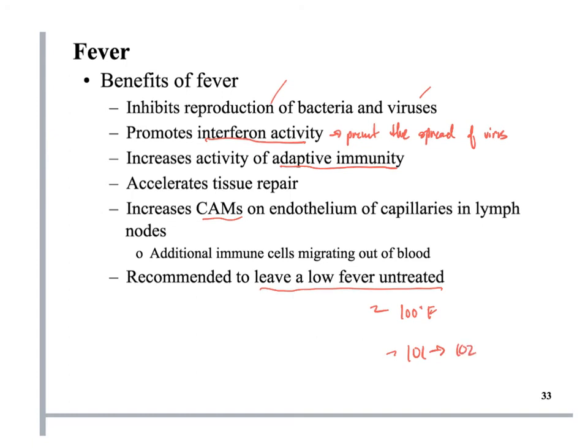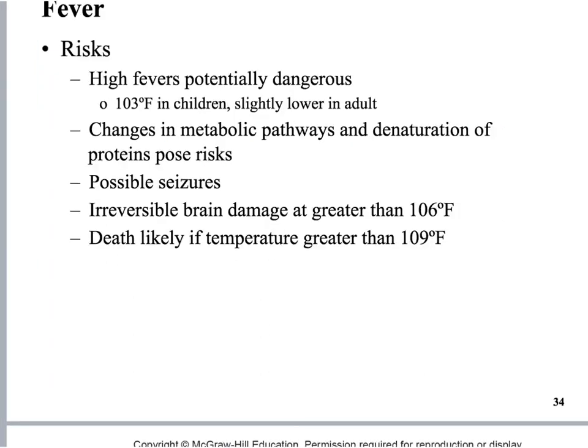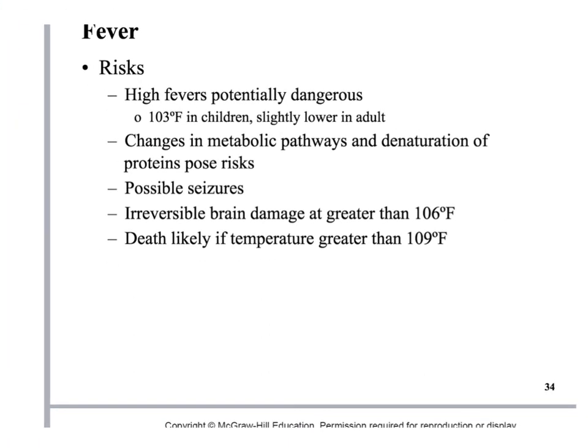because when you end up going too high, some negatives occur, right? So high fever is potentially dangerous, especially in children at 103, where it changes metabolic pathways and really could cause denaturation of proteins, right? If it gets up too high, the proteins lose their shape, they no longer function, and cause really big problems, especially in the brain, causing possible seizures, and could cause irreversible brain damage, right? Over 106, and death if temperature is over 109, because we can't go back to those proteins being produced.